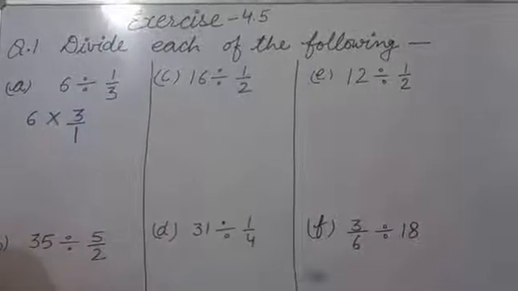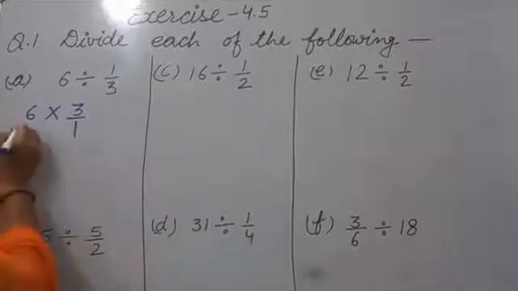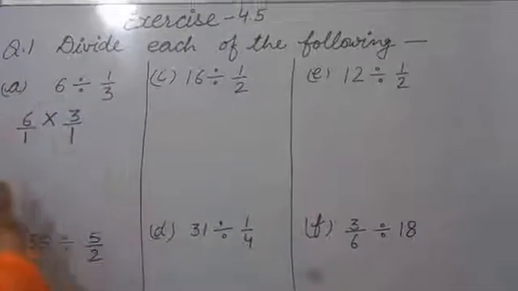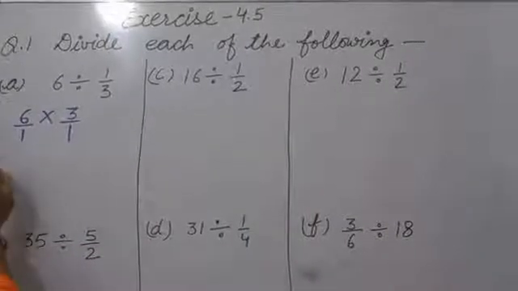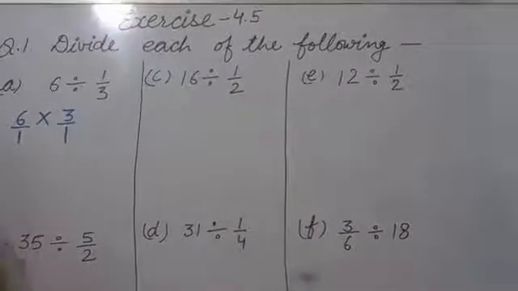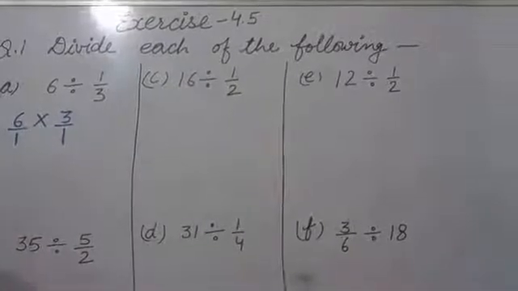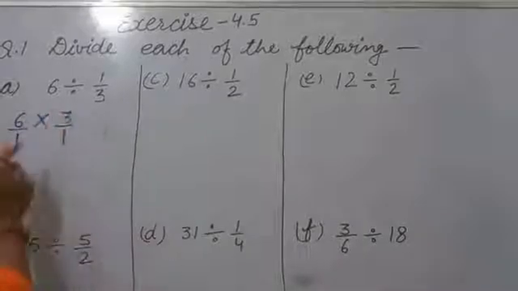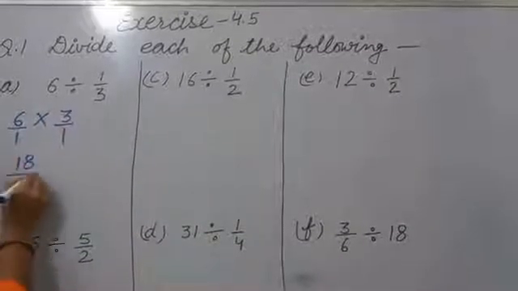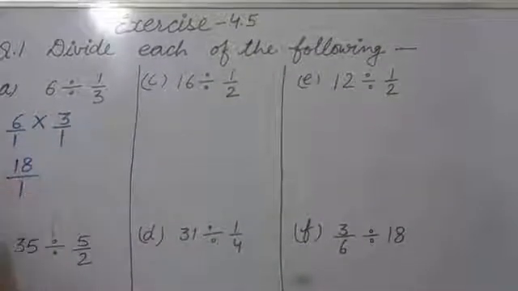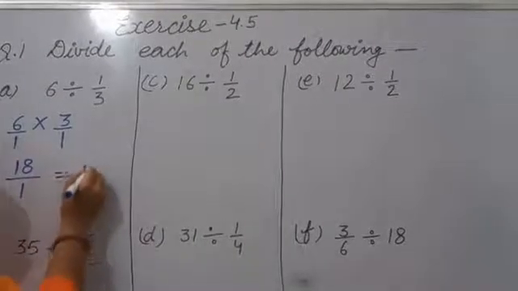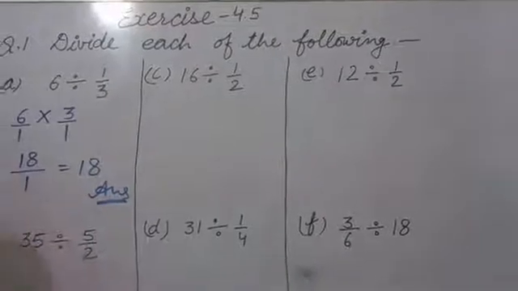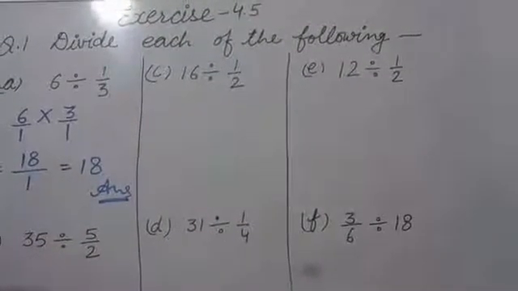Okay. Now how do we do that? Here we can take denominator 1. Okay. Because there is no denominator, so we can take 1. Now what's the process? Now we have multiplication. So how do we do multiplication? Numerator multiplied by numerator and denominator multiplied by denominator. So 6 multiplied by 3. 6 threes are 18, and 1 ones are 1. 18 upon 1, that equals 18. That is your answer. Okay. So like this you will do.